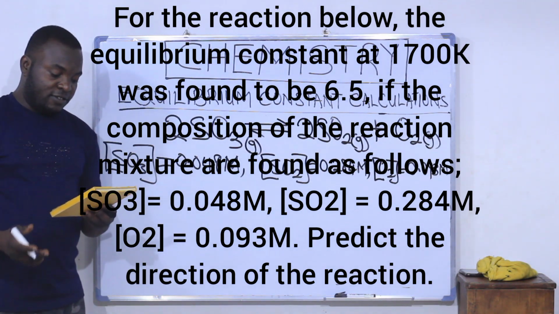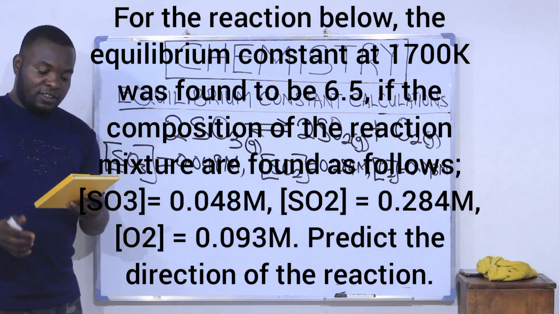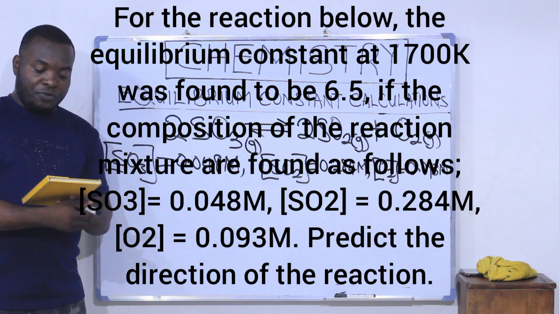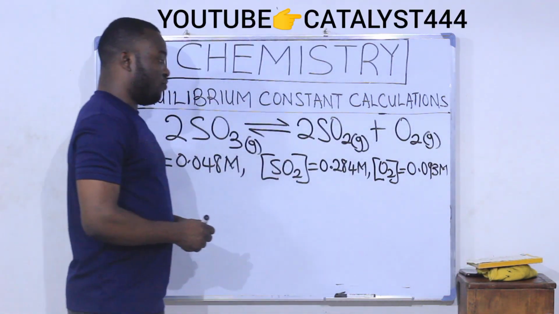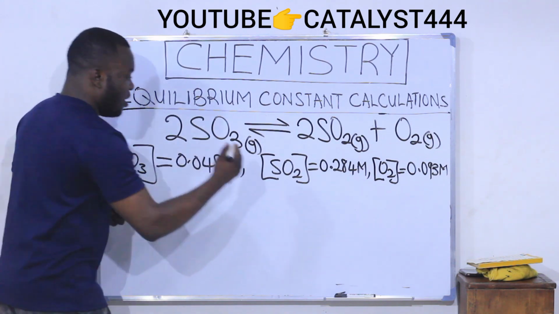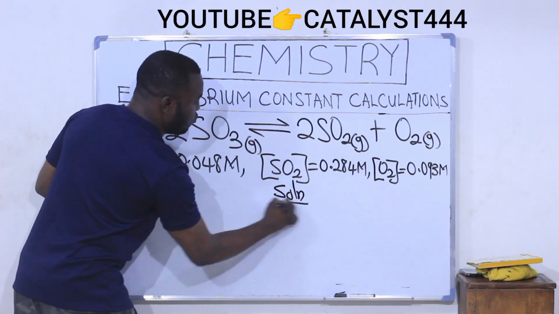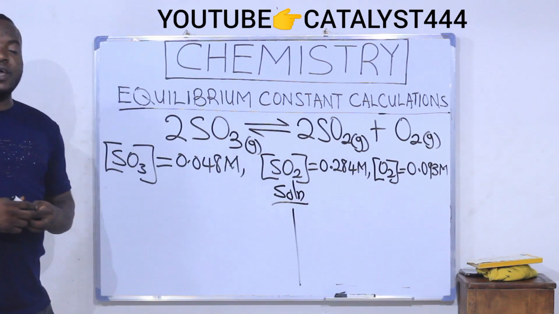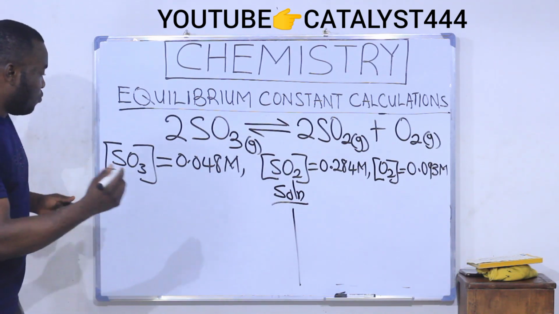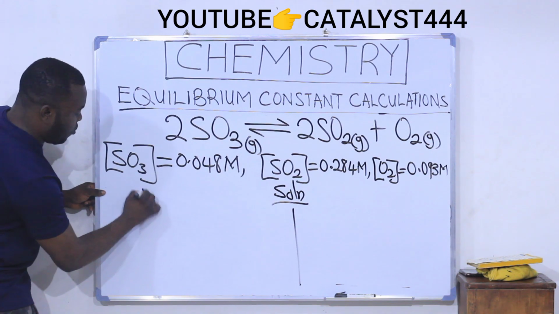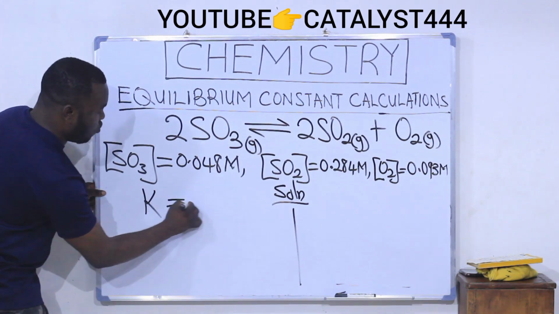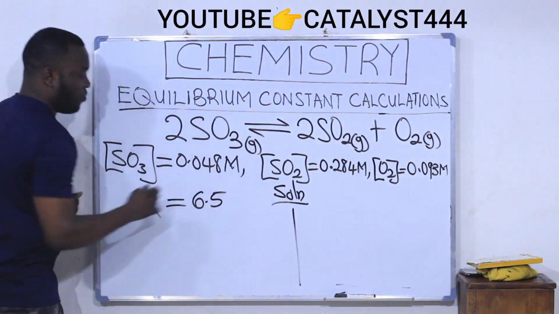The question then says, predict the direction of the reaction. Let's see how to solve this problem. Solution. Anytime an equilibrium constant value is given to you, as in this question, they told us that the equilibrium constant, which is K, is equal to 6.5.